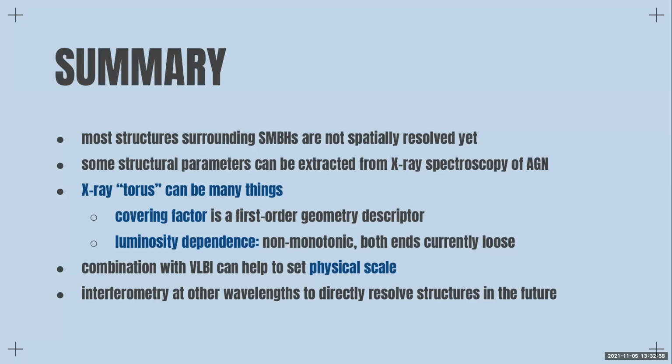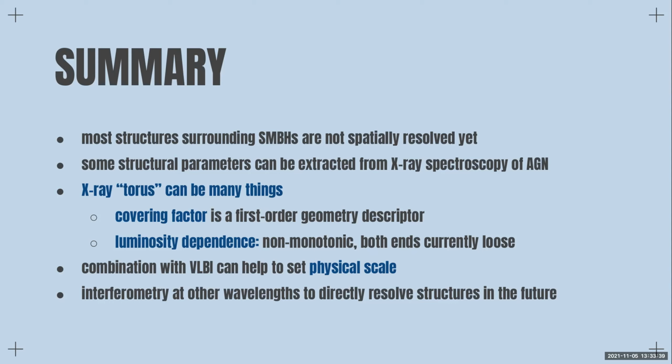So in summary, I mentioned that most structures surrounding supermassive black holes further away are not spatially resolved yet, and that some of that structure can be extracted from data such as X-ray spectra. The X-ray torus, although I've called it the torus as is traditional, can be many things, but some of the first order geometry descriptors, like the covering factor, we can constrain, and we see that there's a luminosity dependence, although it's currently loose at both the low luminosity and high luminosity ends.